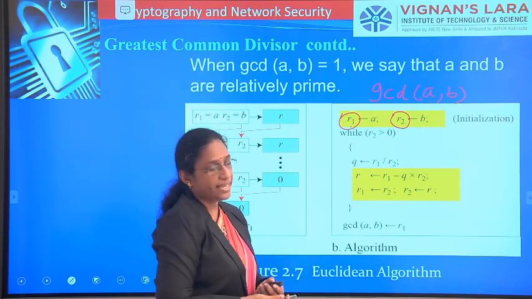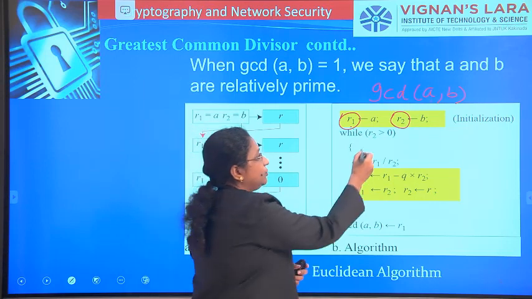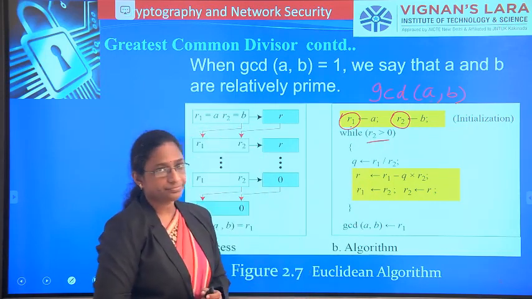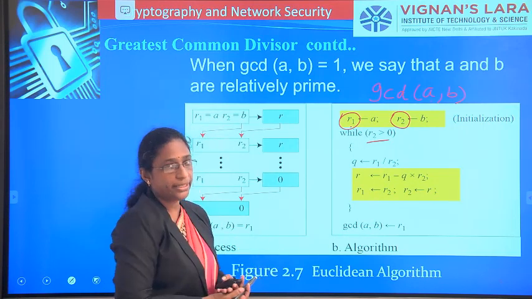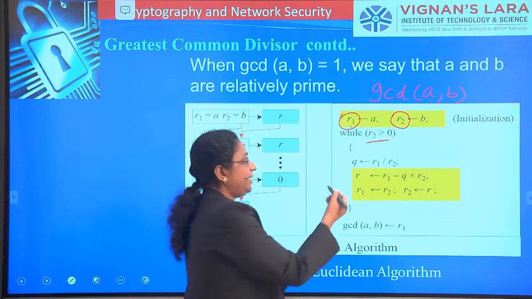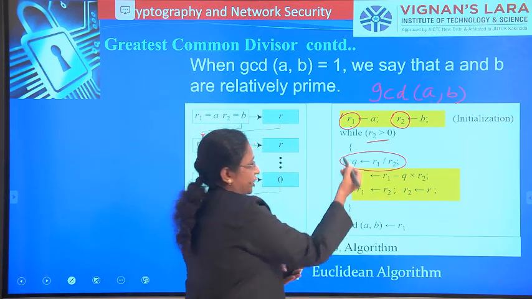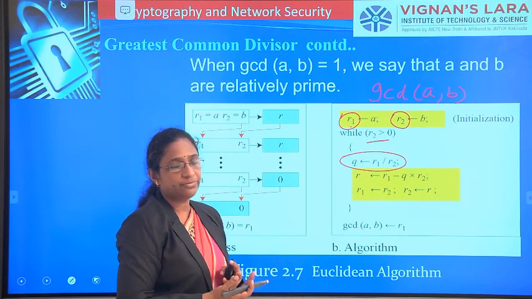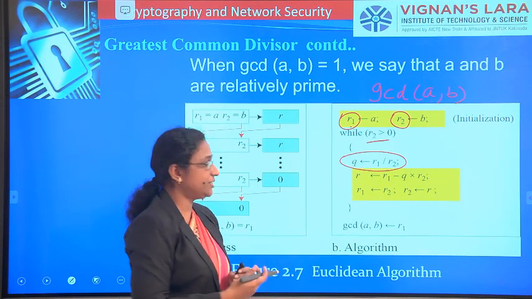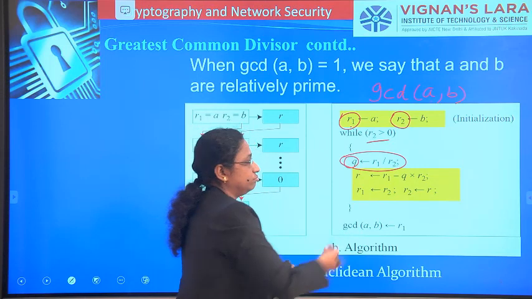So after initializing, you have to check whether R2 is greater than 0. If R2 is greater than 0, after checking that, we will be entering into the loop and then we will be calculating the quotient. So we will be dividing R1 by R2, and whatever quotient we get will be stored in the variable Q.